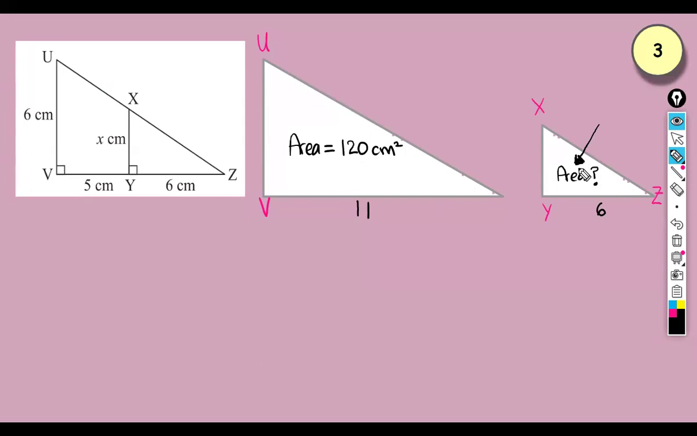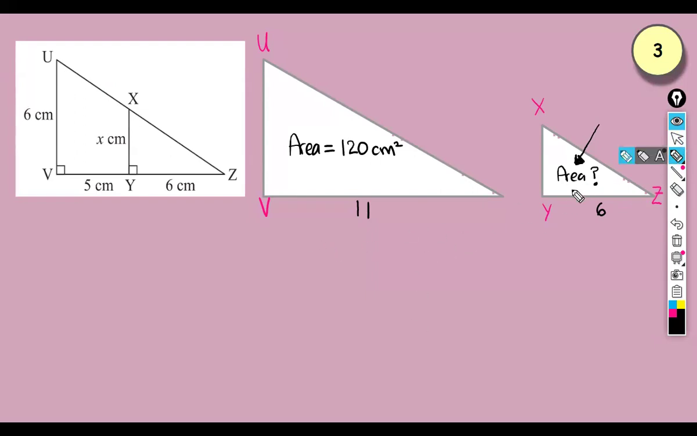So if we work it out, I'm just watching the answers that are being sent on the chat. Some of the answers, some people got answers larger than 120. How could a smaller triangle have a larger area than a larger triangle? Doesn't make sense, right? So that's okay, that's okay.